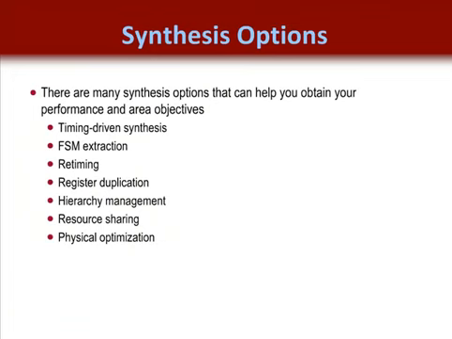These are the primary synthesis options designers are using to improve their system speed. We're going to talk about each one of these features in detail. They include timing-driven synthesis, finite state machine extraction, retiming, register duplication, hierarchy management, resource sharing, and physical optimization. These options can greatly impact your design speed and device utilization, which we commonly will call the area of the design.